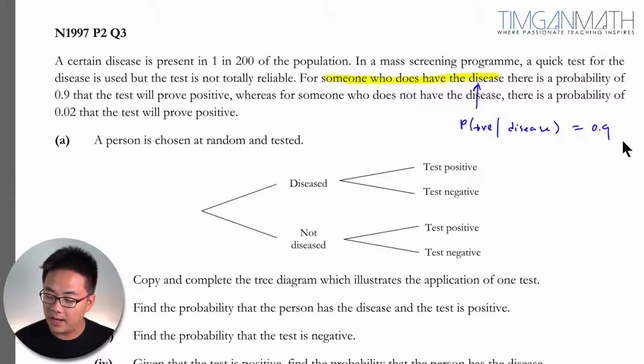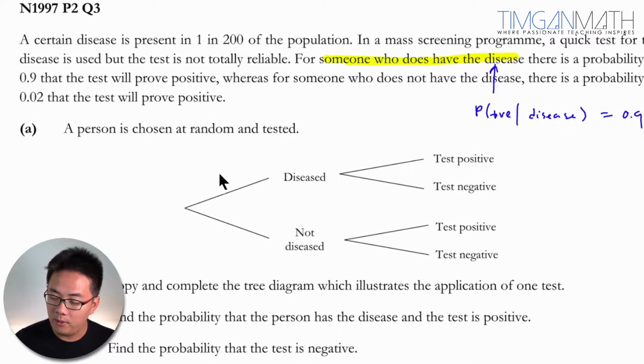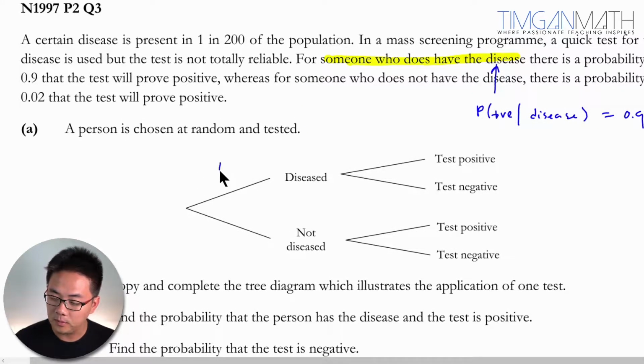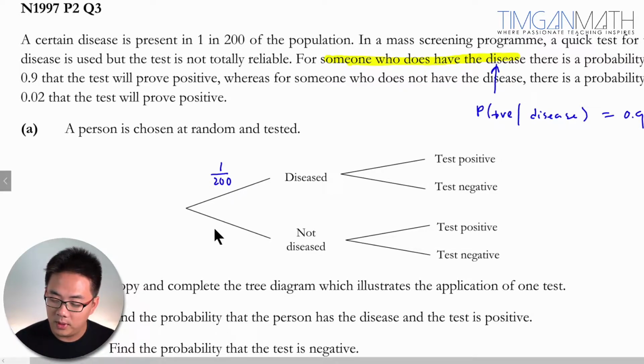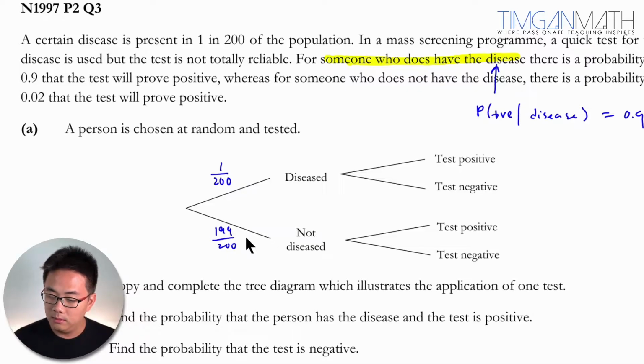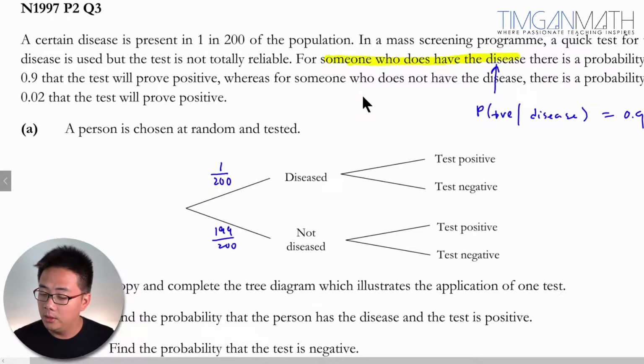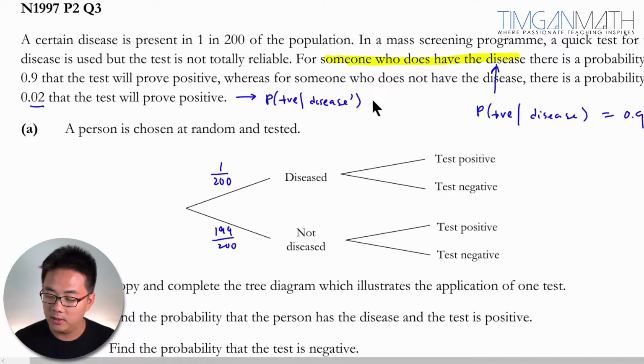So on the diagram, it's quite straightforward. You have 1 out of 200 of them having the disease, and 199 out of 200 of them not having the disease. Whereas for someone who does not have the disease, there's a probability of 0.002 that the test will prove positive. In other words, given that you do not have the disease, it will be positive with probability 0.002.